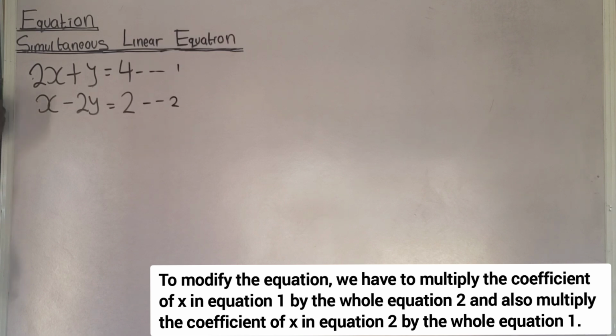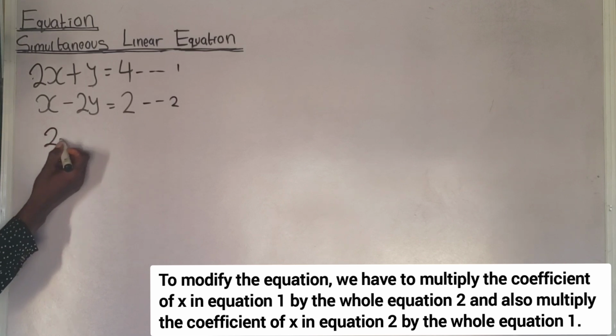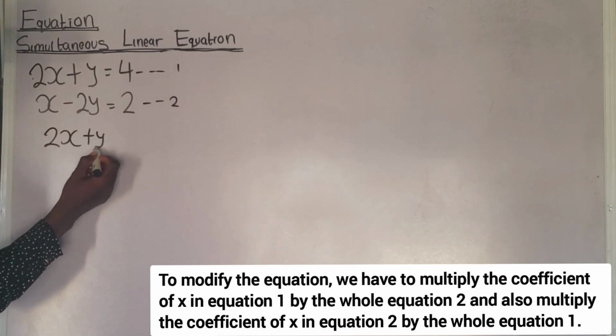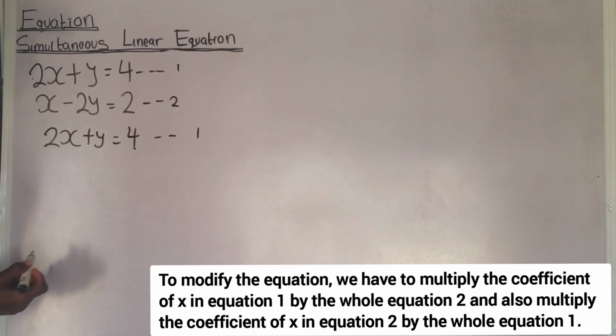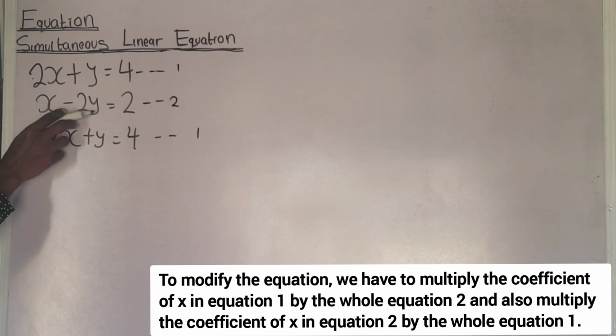So now, if I multiply the first equation by the coefficient of x in equation 2, which is 1, I'm still going to arrive at 2x plus y equals 4. You understand? This is equation 1. Now, I'm going to modify equation 2 also. Equation 2 is x plus 2y equals 2.